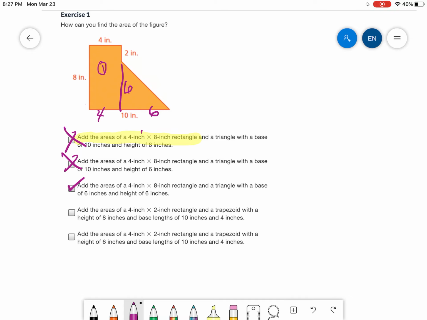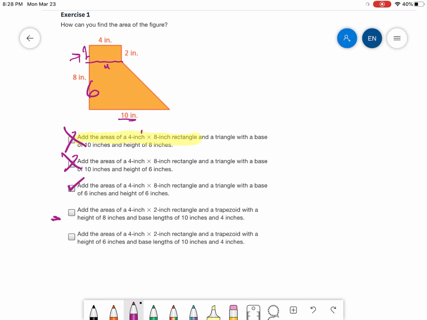The next one says add the areas of a 4-inch by 2-inch rectangle. So we're going to have to do some redrawing. If we want a 4-inch by a 2-inch rectangle, we're going to have to cut our rectangle up there. So we have a 4x2 rectangle up top. And then we have a trapezoid here that has one base of 4, one base of 10, and this height is 6. How I got that 6 is that there's 2 here, and if the whole thing is 8, that leaves us with 6 left over.